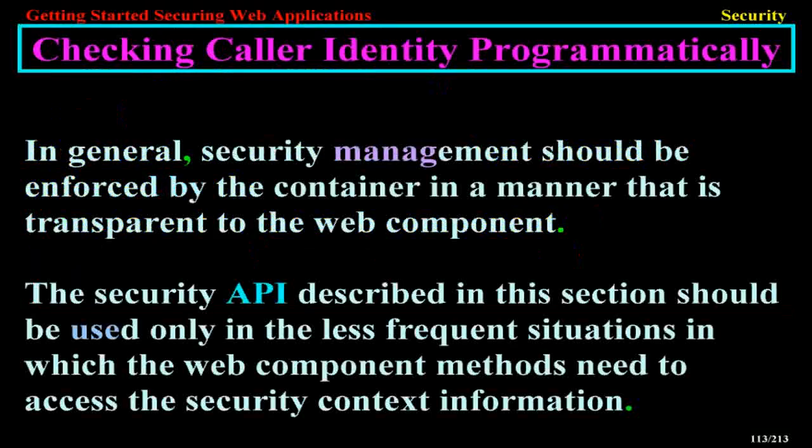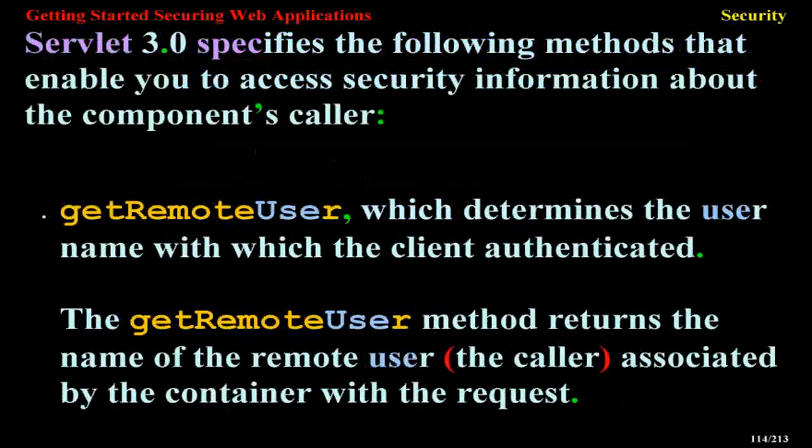Checking caller identity programmatically. In general, security management should be enforced by the container in a manner that is transparent to the web component. The security API described in this section should be used only in the less frequent situations in which the web component methods need to access the security context information. Servlet 3.0 specifies the following methods that enable you to access security information about the component's caller.